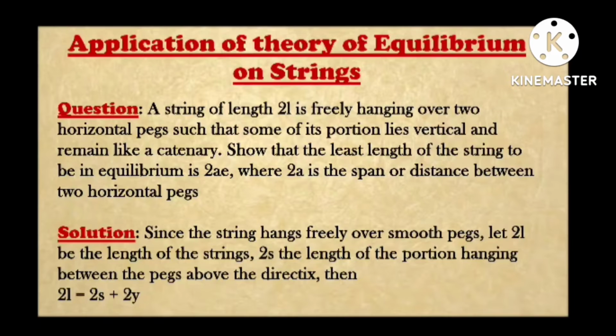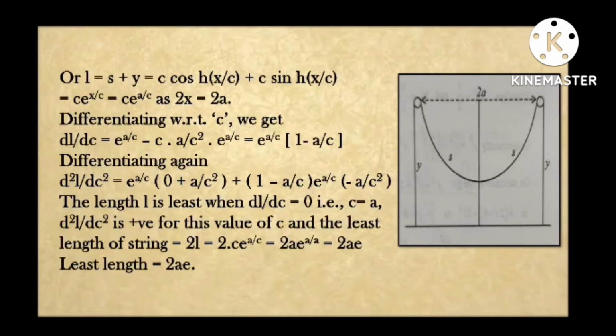Now the solution is: since the string hangs freely over the smooth pegs, let 2L be the length of the string, 2S the length of the portion hanging between the pegs above the directrix, then 2L is equal to 2S plus 2y, or L is equal to S plus y, which is equal to c cosh x by c plus c sinh x by c, which is equal to c e to the power x by c, which is equal to c e to the power a by c, as 2x is equal to 2a.